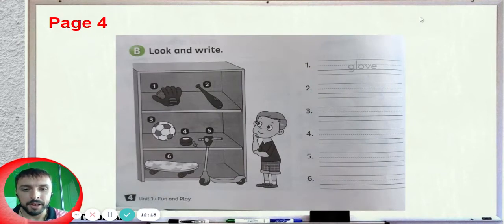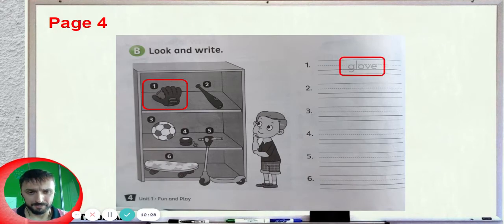Okay, next one is look at the pictures and write the words. Number one is this picture, and you can see it is a glove. So you write glove for number one. Okay, number two. What is this picture? That's right, it is a bat.